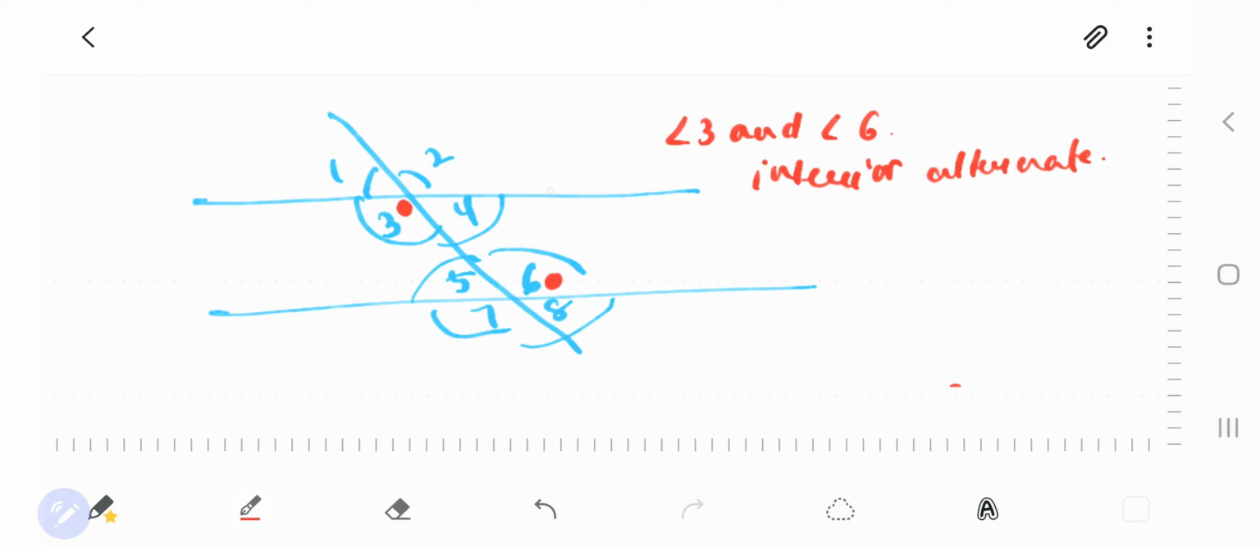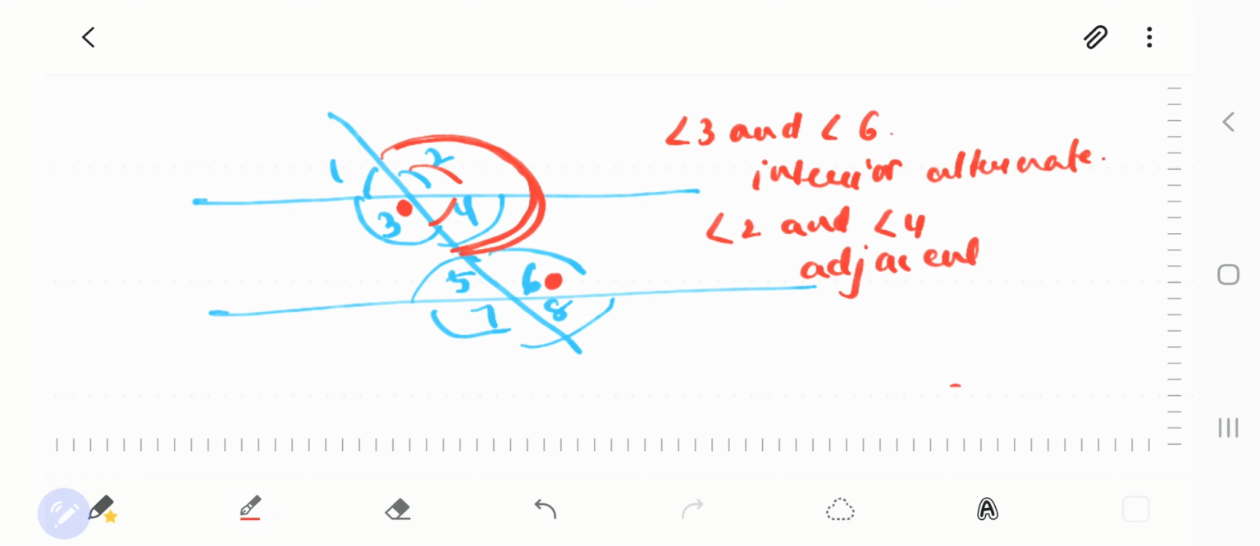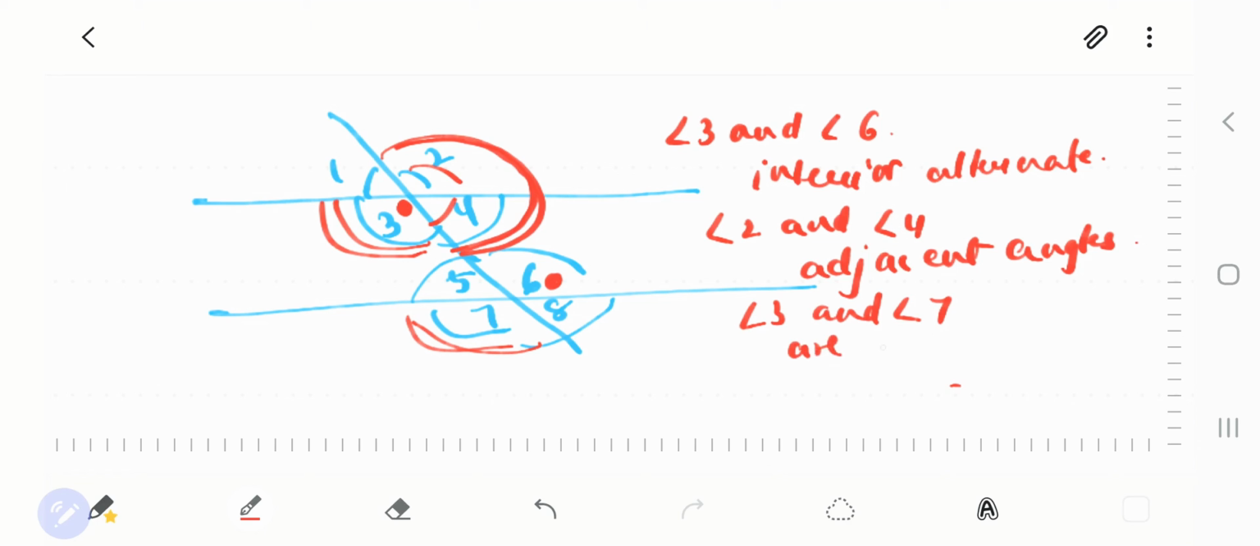Then what is the relation between 2 and 4? My dear kids, 2 and 4, they can be linear pair or they can also be called as adjacent angles. Adjacent मतलब एक दूसरे के बाजू बाजू, एक लाइन पे आने वाले angles. So adjacent angles. 3 and 7. 3 is here, 7 is here. So 3 and 7 are corresponding angles.